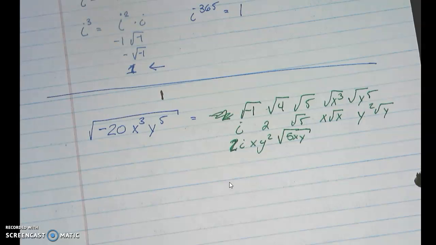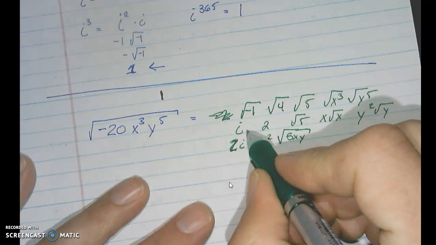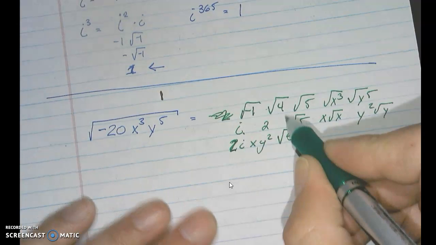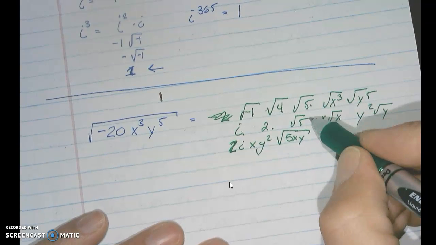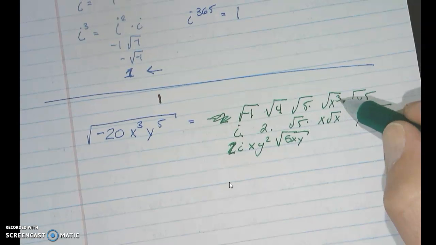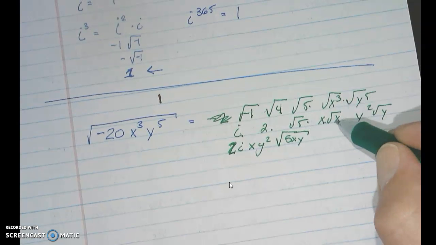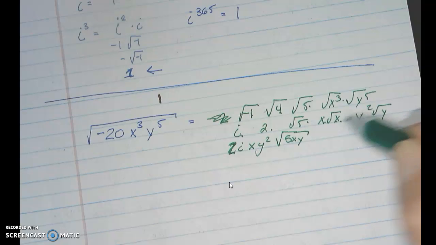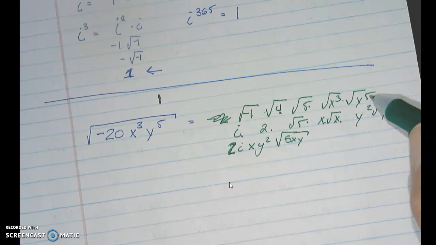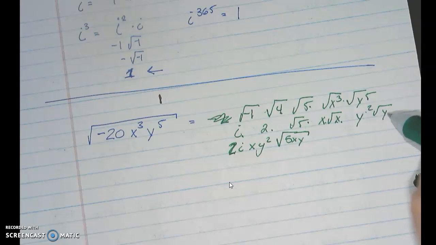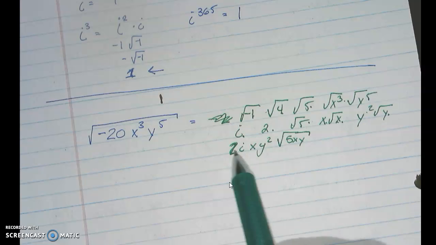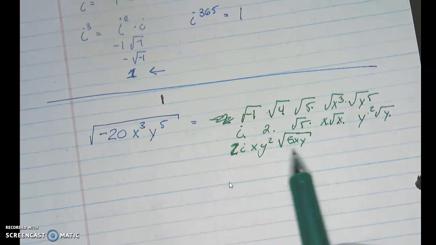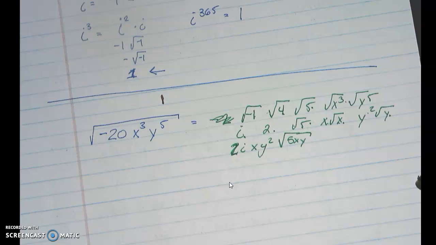I did. That's nice. Okay, so I know the square root of -1 is i. The square root of 4 is 2. The square root of 5 is the square root of 5. The square root of x cubed is x times the square root of x. Y to the 5th power is y squared times y. And so then I just took all the numbers that were outside of the radical, wrote them down, and everything else that was left inside, I just wrote it just like that.